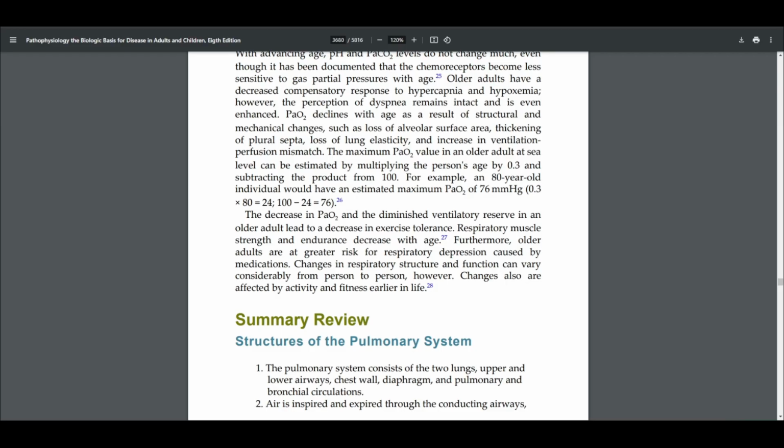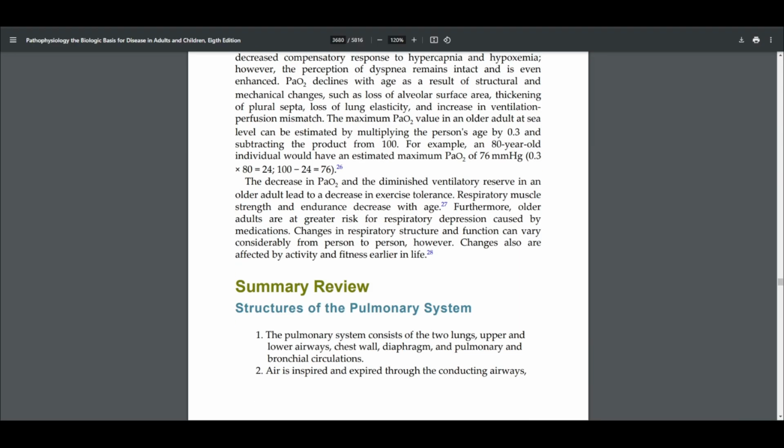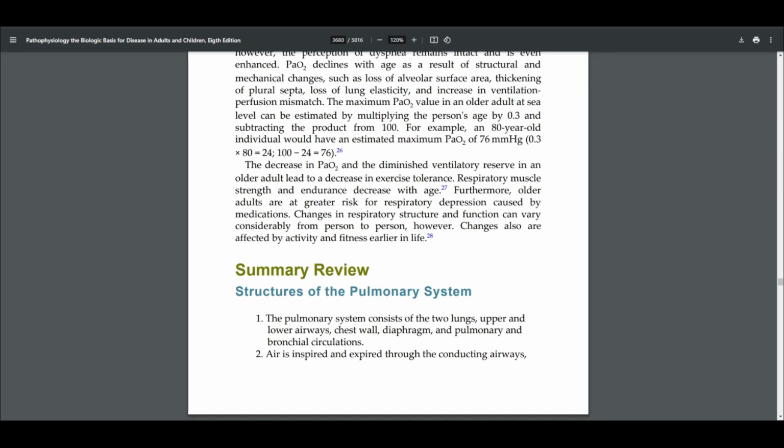The decrease in PaO2 and the diminished ventilatory reserve in an older adult lead to a decrease in exercise tolerance. Respiratory muscle strength and endurance decrease with age. Furthermore, older adults are at greater risk for respiratory depression caused by medication. Changes in respiratory structure and function can vary considerably from person to person. However, changes are also affected by activity and fitness early in life.